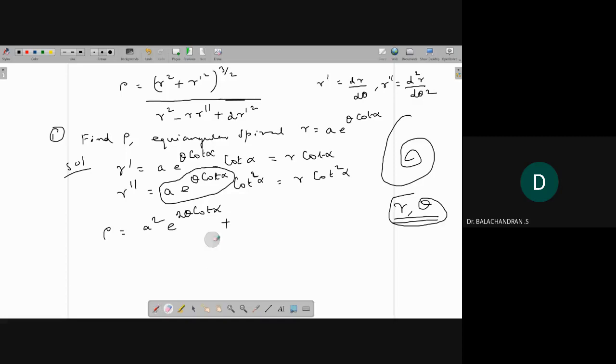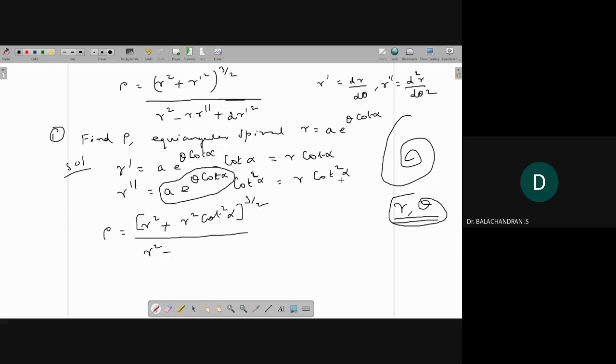Otherwise, you can do it in a little bit simpler form. So you keep r square as it is. R dash square is what? R square cot square alpha. So rho is r square plus r square cot square alpha whole power 3/2, divided by r square, we'll keep r square as it is, minus r into r double dash.